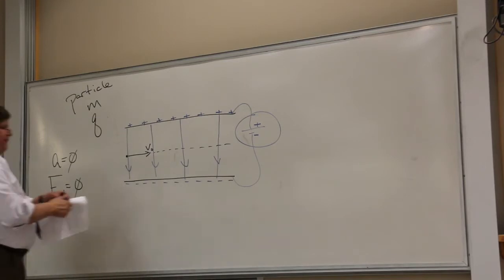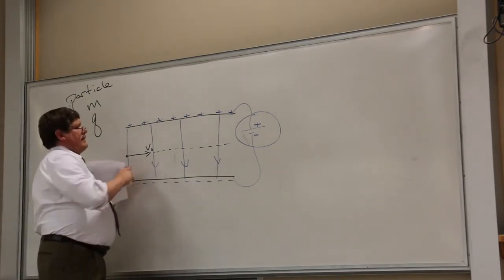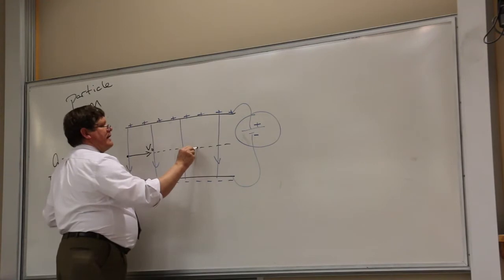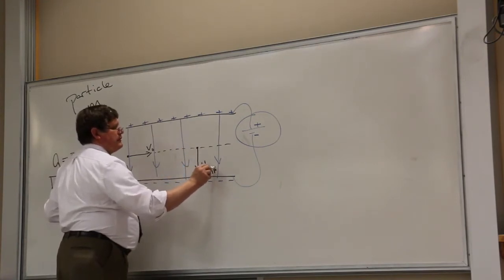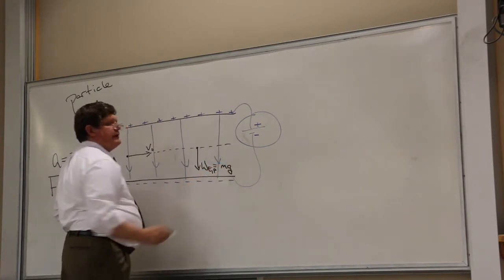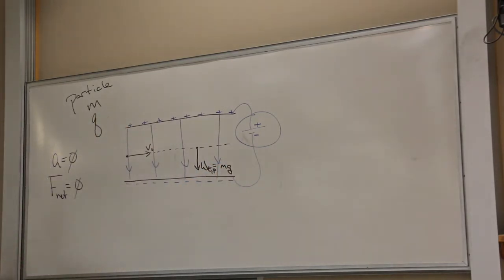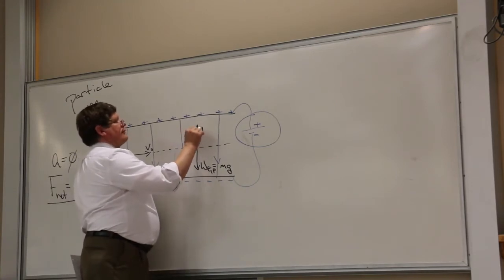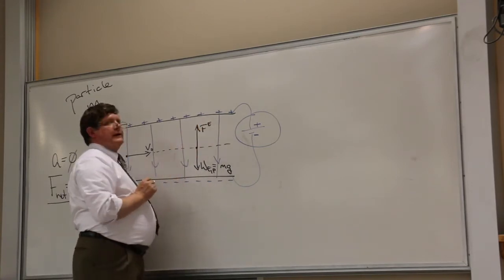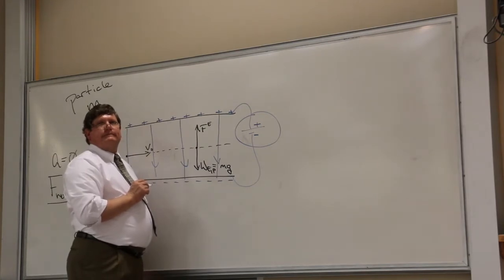Now, if I draw a free body diagram, let's say when the particle is right here, I would have a weight force, Earth on the particle, and that's just mass times g, gravitational field strength, and that points down toward the center of the Earth, always. Now, in order for me to have zero net force, I only have one other force to work with, and that's the electric force. And that means that the electric force on this particle has to be up.